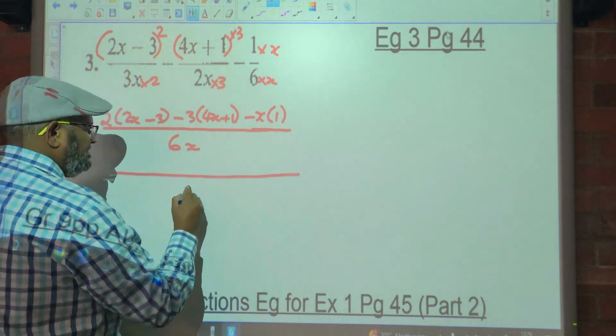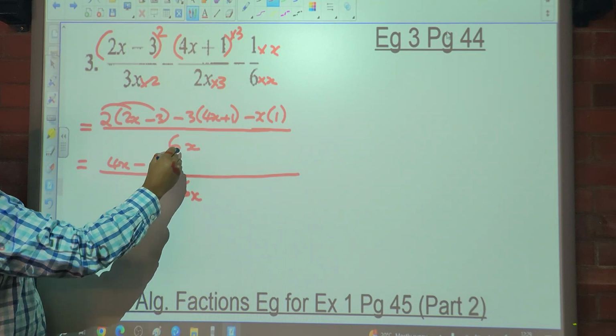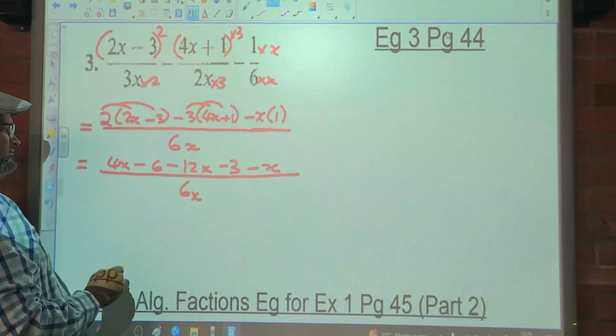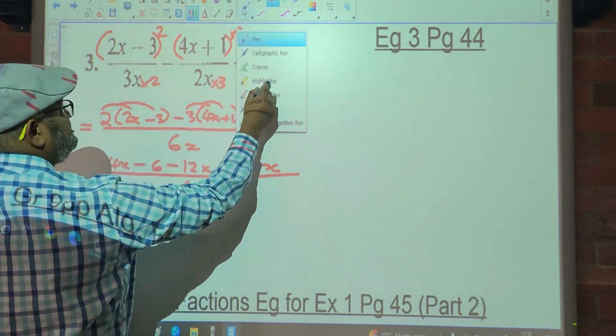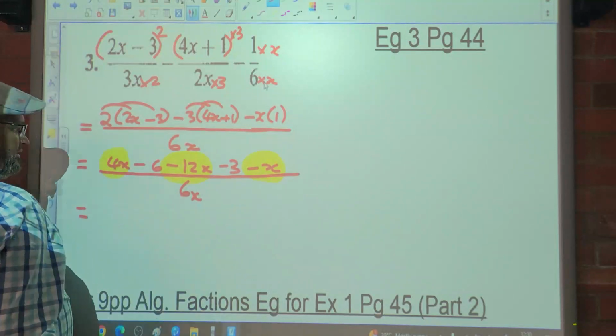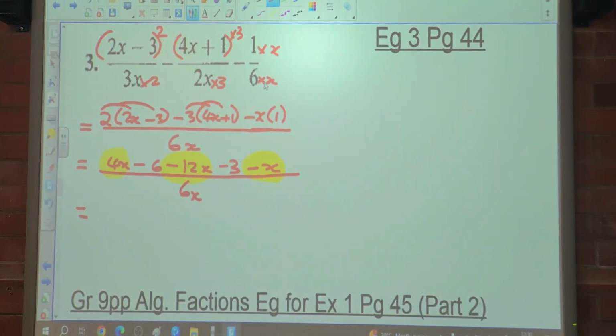Alright, so Hafsa, read out your next line. 4x minus 6 minus 12x minus 3 minus x. So what do I do now, people? So what's 4x minus 12x? Negative 8x.